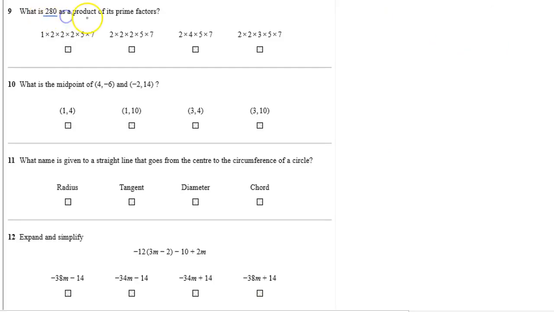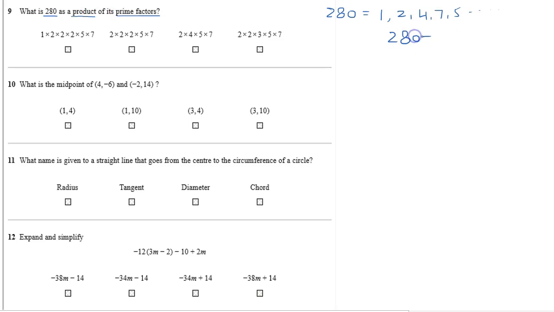What is 280 as a product of its prime factors? Now if 280 is there, if it is asking factors, then 1 is a factor, 2 is a factor, then 4 is a factor, 7 is a factor, 5 is a factor, something like this. This is not asking factors, it is asking prime factors. Means what are the numbers that when we multiply we get 280.